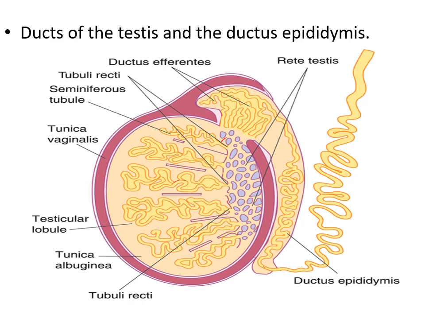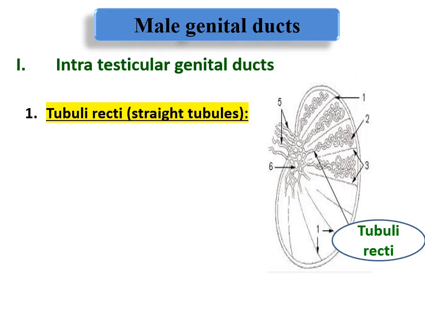Here again, this is the tubuli recti. It is a straight part. It is a continuation of the seminiferous tubule. And then you have the rete testis, and then you have the ductus efferens. The tubuli recti are present at the apex of each testicular lobule. They are the continuation of the seminiferous tubules. They join to form a straight tubule called the tubuli recti. They are short and straight.